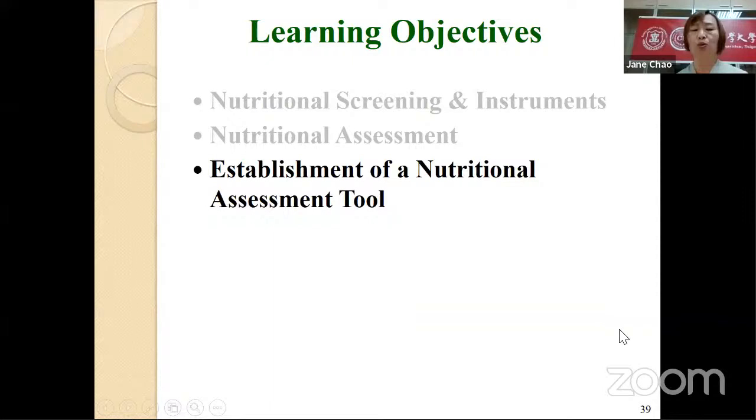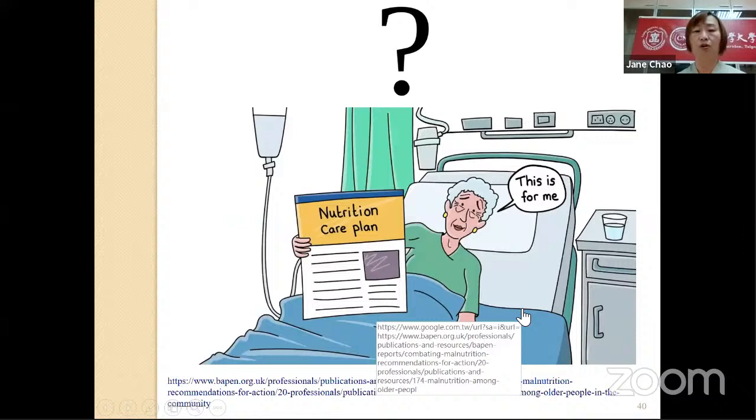So we just mentioned several nutritional screening tools already established in the world. But the very important thing is you have to do the screening, evaluation, and make the nutrition care plan. So in the beginning, you have to screen, evaluate, and plan. And after the plan, you have to re-evaluate whether they improved their nutritional status or not. So that's what the cartoon says. The elderly says, this is a nutrition care plan for her.